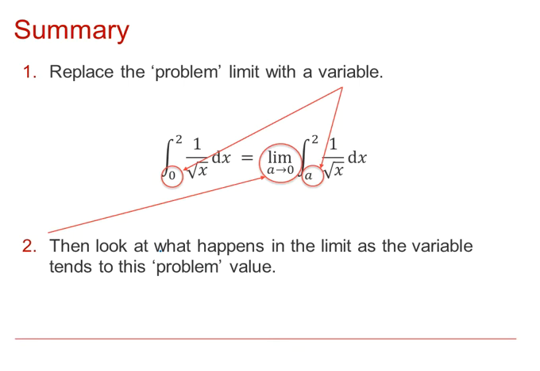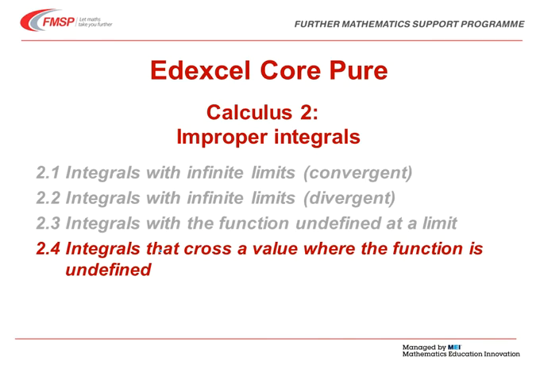So the process is to replace the problem limit with a variable. We used a, and then, having done the integration, to see what happens in the limit as the variable tends to the true value, which in this case was 0. In the next session we'll be looking at integrals that cross a value where the function is undefined.